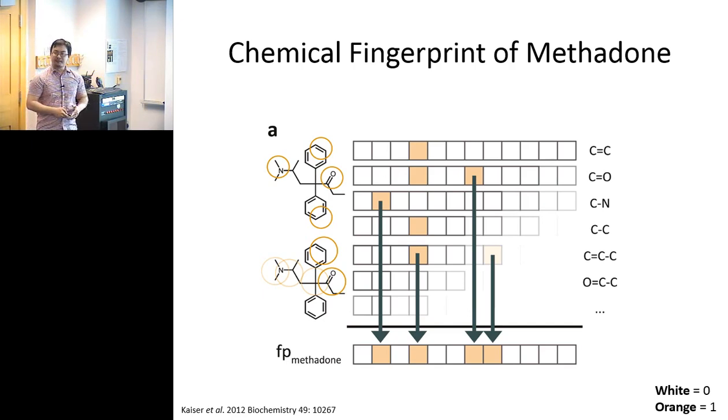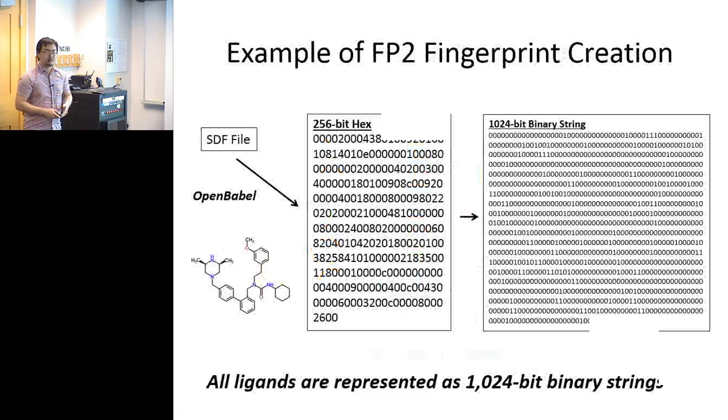Does that make sense to everybody? Hopefully. So it's just a string of zeros and ones essentially, and the ones denote some sort of a chemical feature. Okay. And this is really more like what the data looks like when I do it.